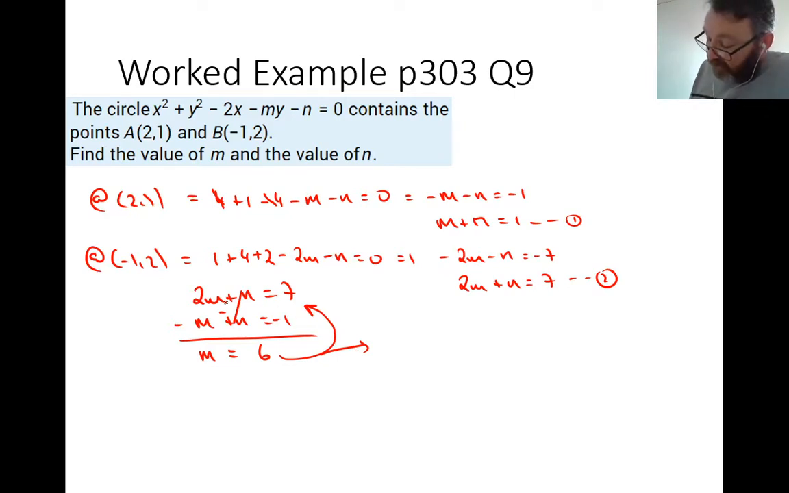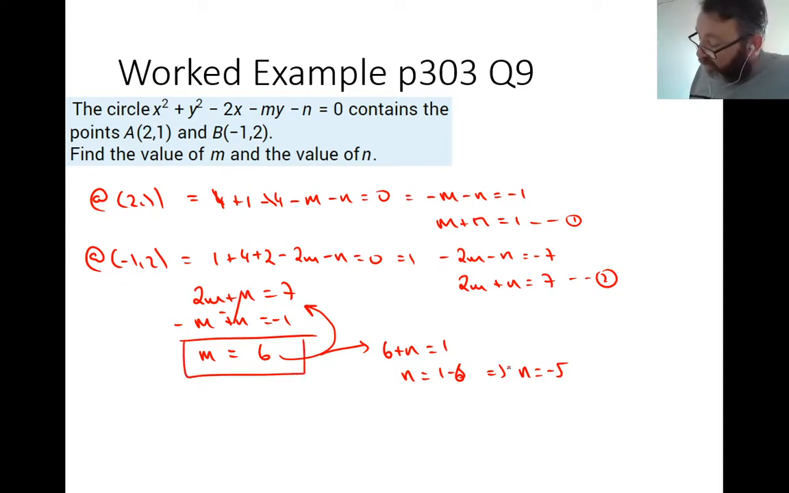So take 6 back up here if you want to, or take it into any one of the original equations, because if we put 6 into this equation here, into m plus n equals 1, it becomes 6 plus n equals 1. n is equal to 1 minus 6, so therefore n equals minus 5. That's it. So there's your value of m, and there's your value of n.